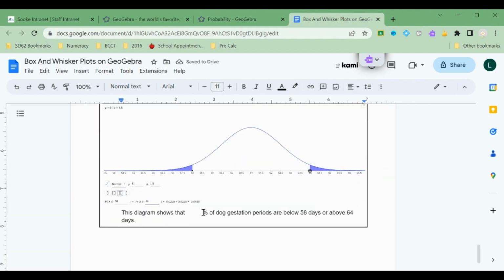Okay, this diagram shows that 4.55, so let's round that to 4.6% of dog gestation periods are below 58 days or above 64 days. So it's quite rare to have a pregnant dog giving birth after being pregnant for longer than 64 days. It's also quite rare for them to be pregnant for less than 58 days before giving birth. Thank you.